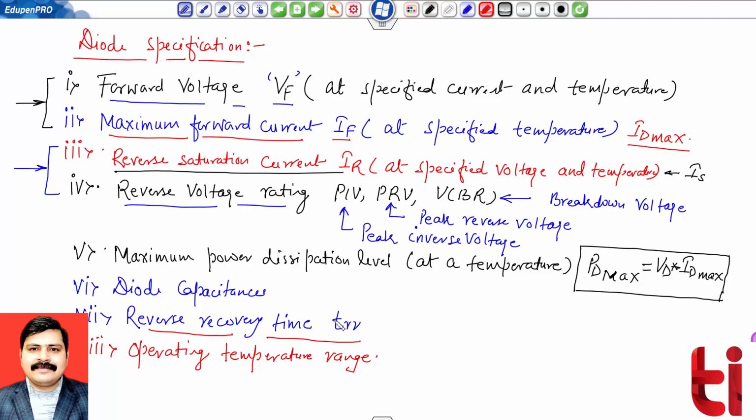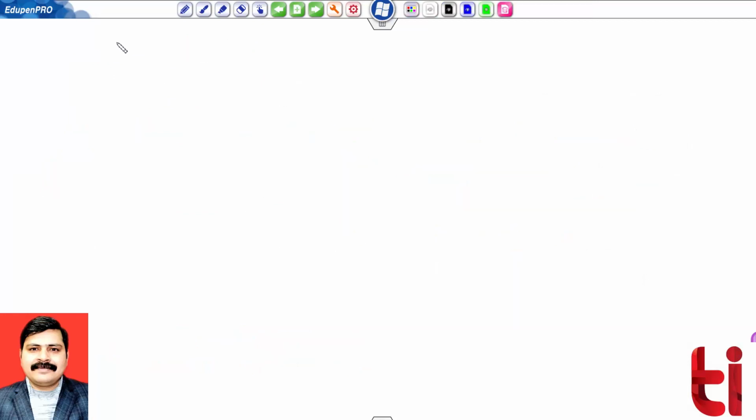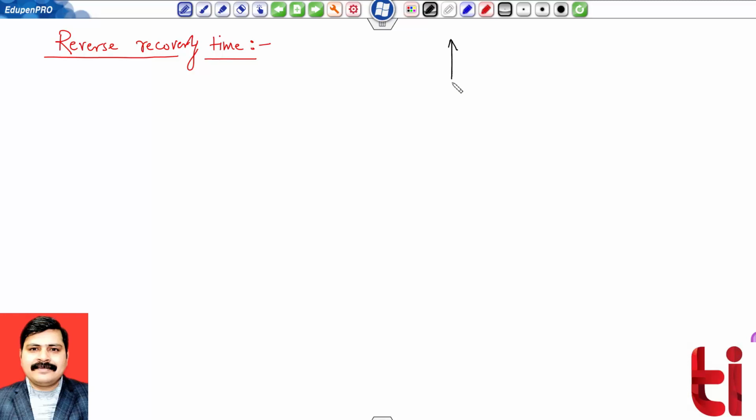So let us discuss this reverse recovery time in detail so that the functionality of the diode for switching operation must be known. So, in order to understand this reverse recovery time, let me draw a curve.